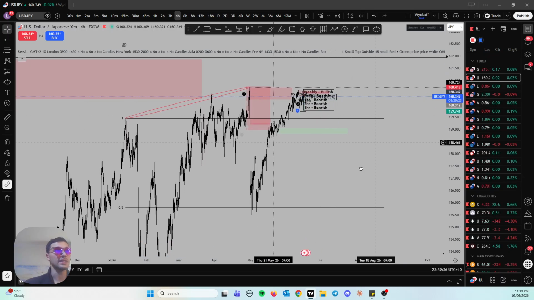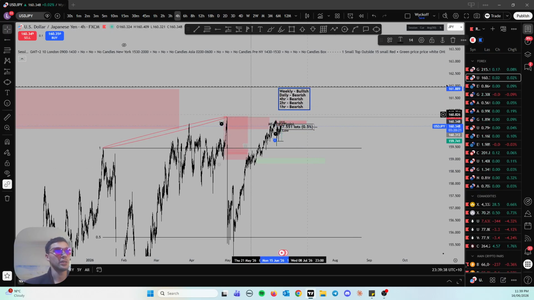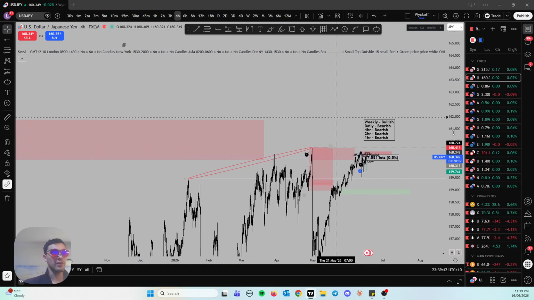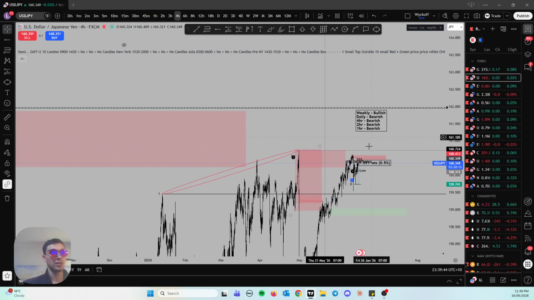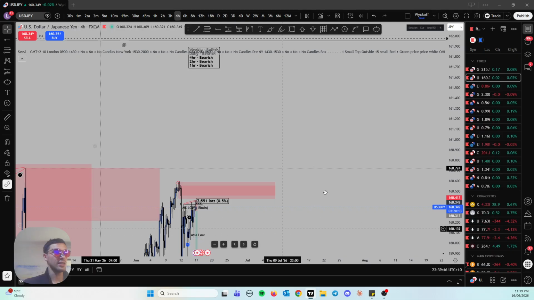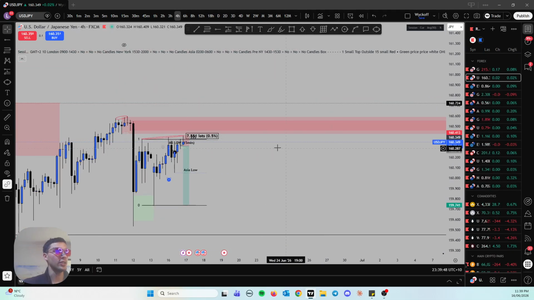Therefore, we can simply get rid of all this just to not confuse you guys. Therefore, given the higher time frame context, we can simply de-risk at the local range.